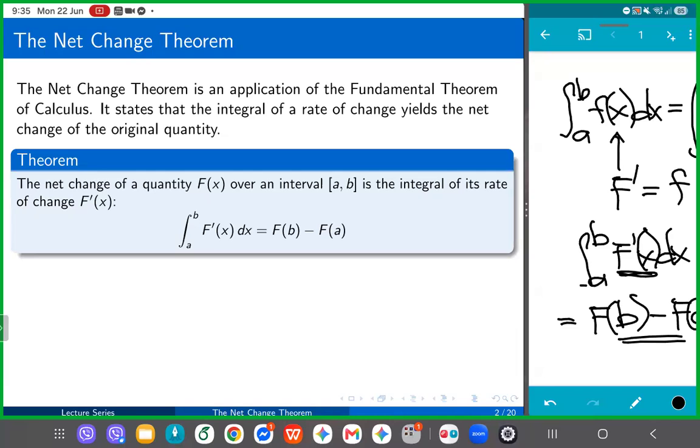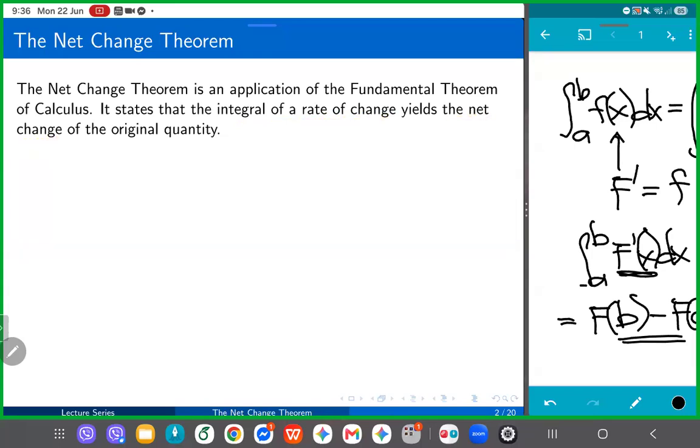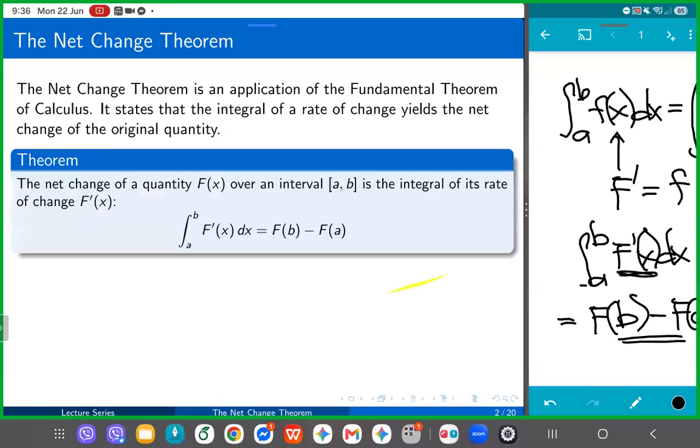So we have here the integral of the rate of change. This is the rate of change. This is integrating the rate of change. This is net change. So we can write it in words: the integral of a rate of change equals the net change. You may want to mentally note that the integral of a rate of change equals the net change.